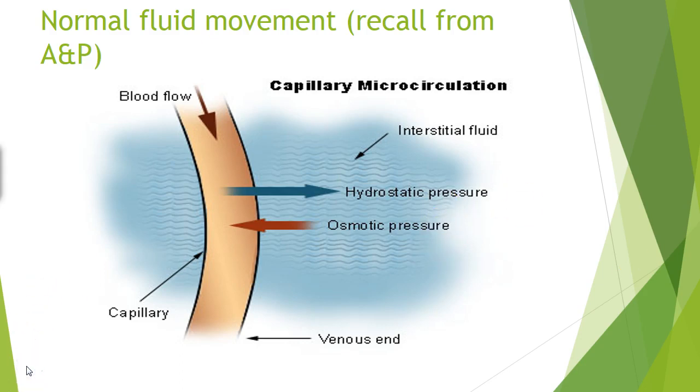So you're not going to be able to pull your fluid into the capillary. So it's going to start building up in the interstitial space. And then that means that you're going to start having third spacing and edema. If you have too much protein in your blood, you could pull too much fluid into your capillary, and then you could have fluid volume excess.